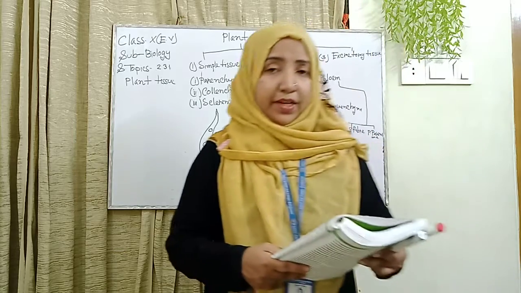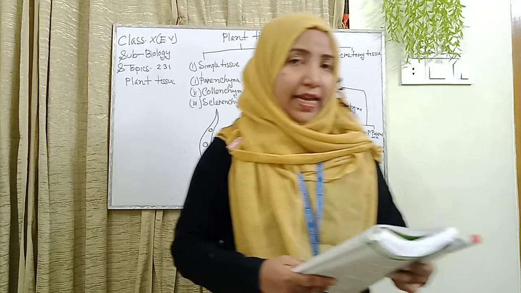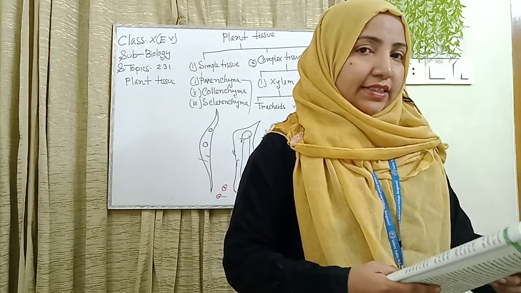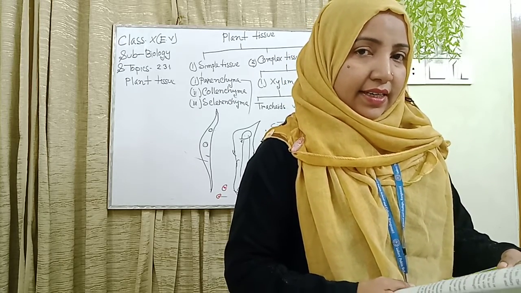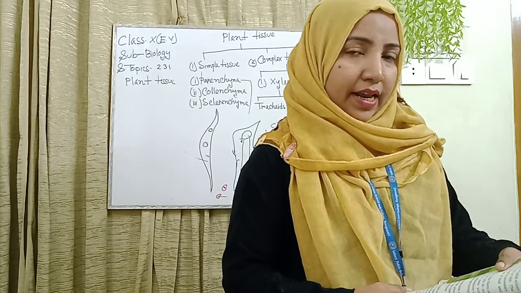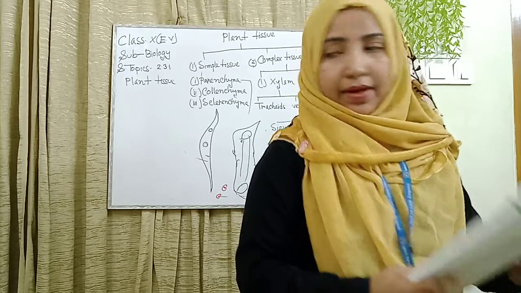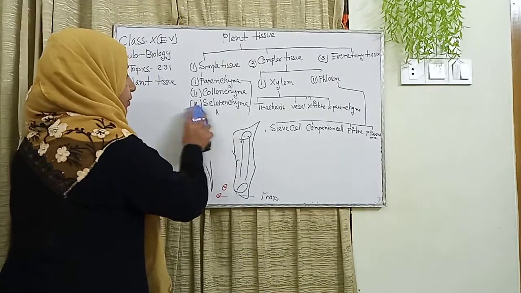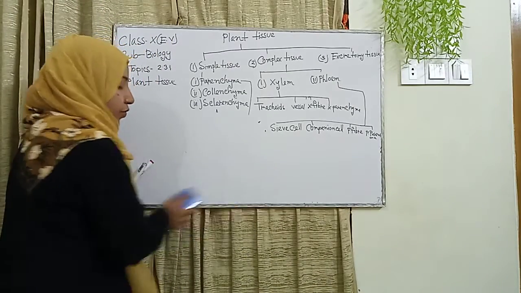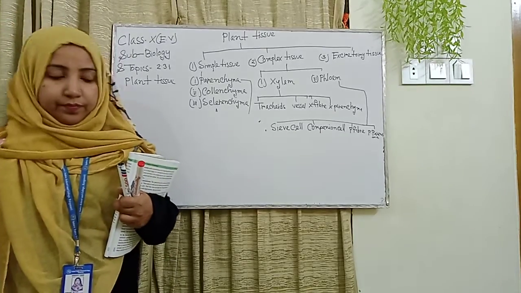Again, I repeat, basically phloem has 4 types. First structure is sieve tube. Second structure is companion cell. Third is the phloem fiber and fourth is the phloem parenchyma. I will just draw the structure. Please everyone see the board and try to draw.